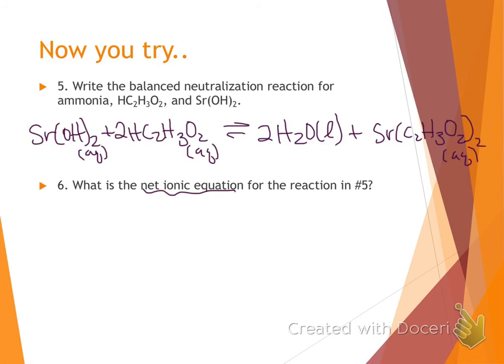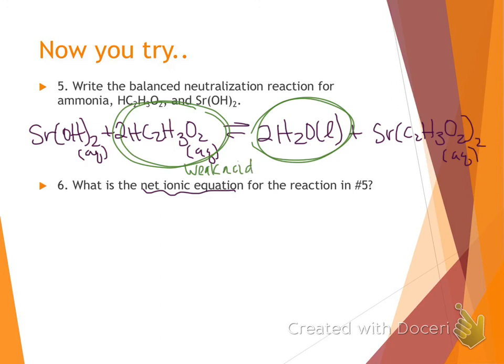So we need to accurately represent things as to whether they break apart or stay together. Well, we should know that the things that will stay together now are solids, liquids, like our liquid water, and gases. The other things that stay together are weak acids. Acetic acid is a weak acid. It needs to stay together. But strontium hydroxide is a strong base, so we can break that apart, and we can break apart our salt as well. From here, you could go ahead and jump straight to our net ionic, but let's take a look at our complete ionic first.